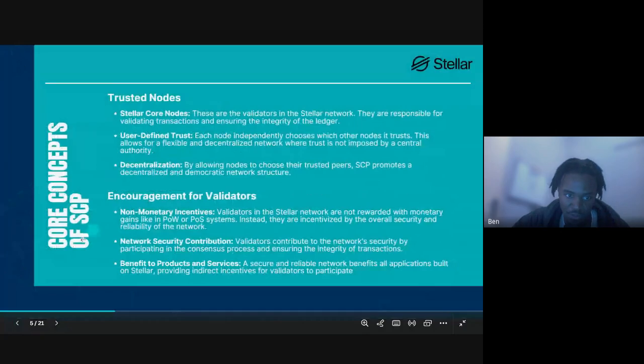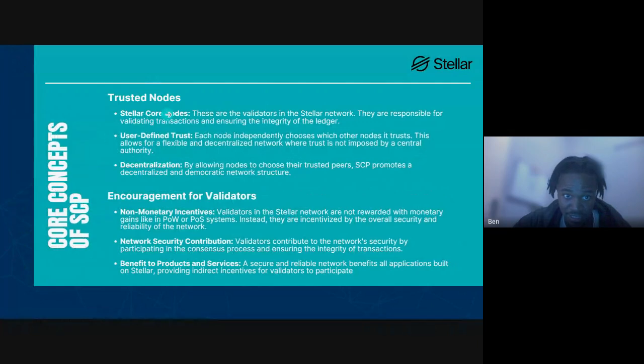And the core concept of Stellar Consensus Protocol. So there's the trusted nodes, Stellar core nodes. These are the validators in the Stellar network. They are responsible for validating transactions and ensuring the integrity of the ledger. And user-defined trust. Each node independently chooses which other nodes to trust. This allows for a flexible and decentralized network where trust is not imposed by a central authority. And this decentralization, by allowing nodes to choose the trusted peers, SCP promotes a decentralized and democratic network structure.